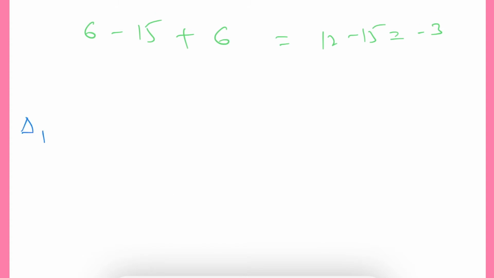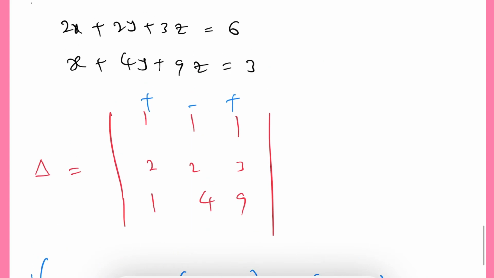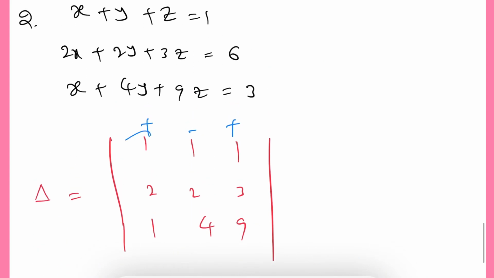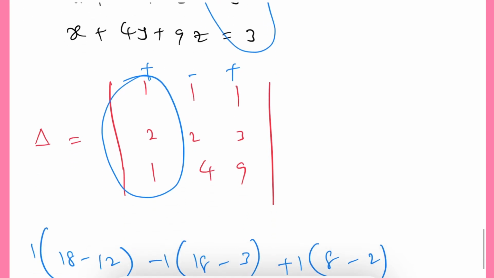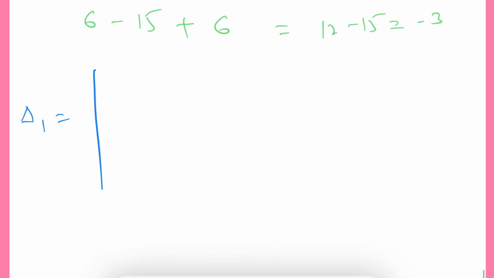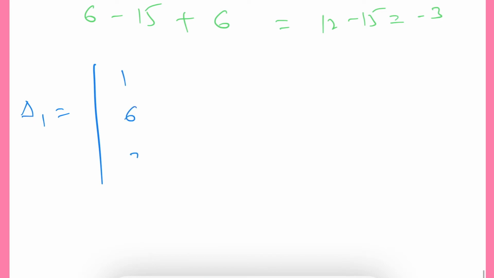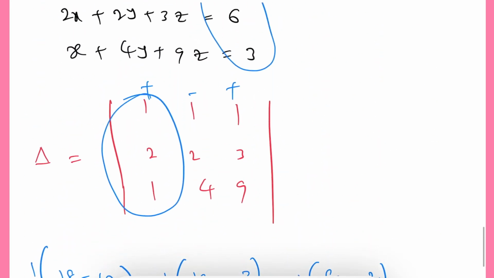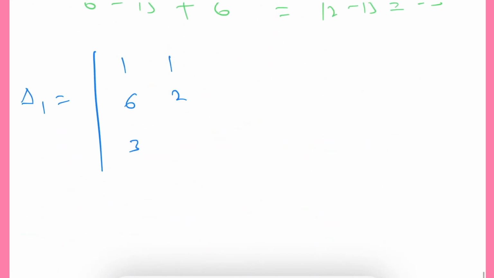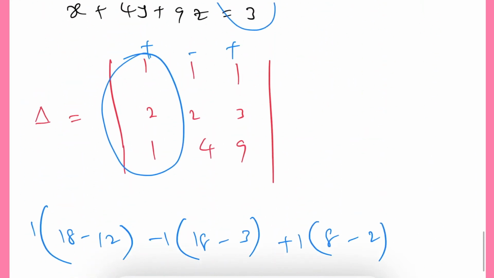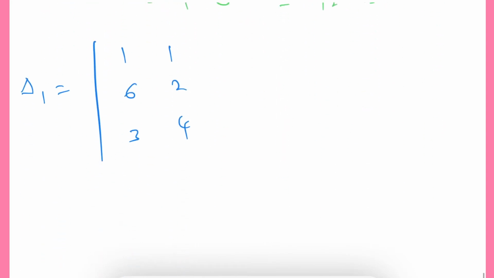Delta 1. What will be the delta 1 now? First column we will replace. This first column we will replace with these constants. So first column will be 163 now. Next, second column and third column as usual. Second column is 124 and third column is 139. Okay, let us simplify this also now.